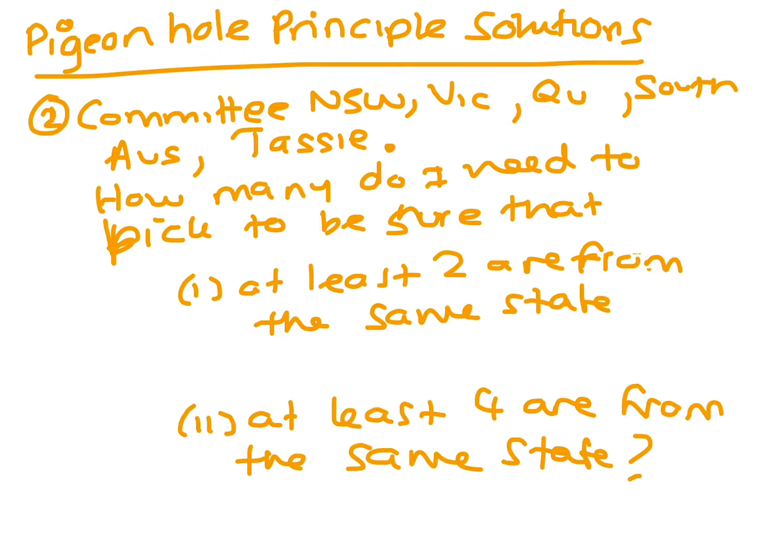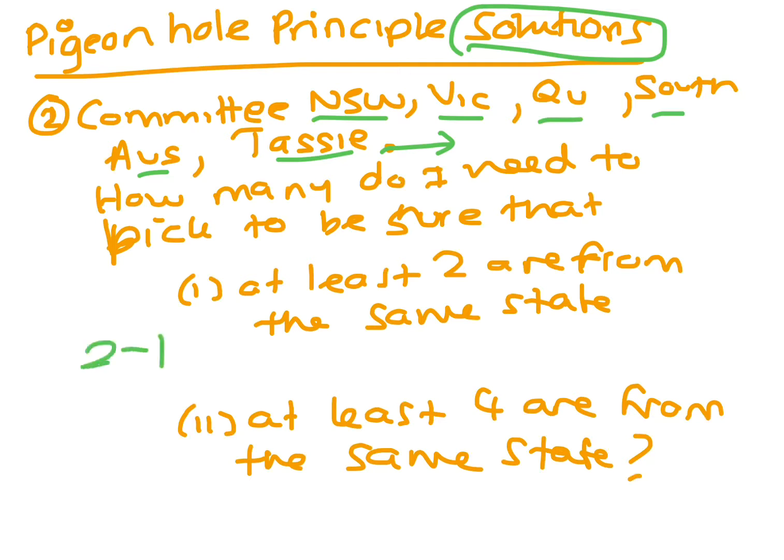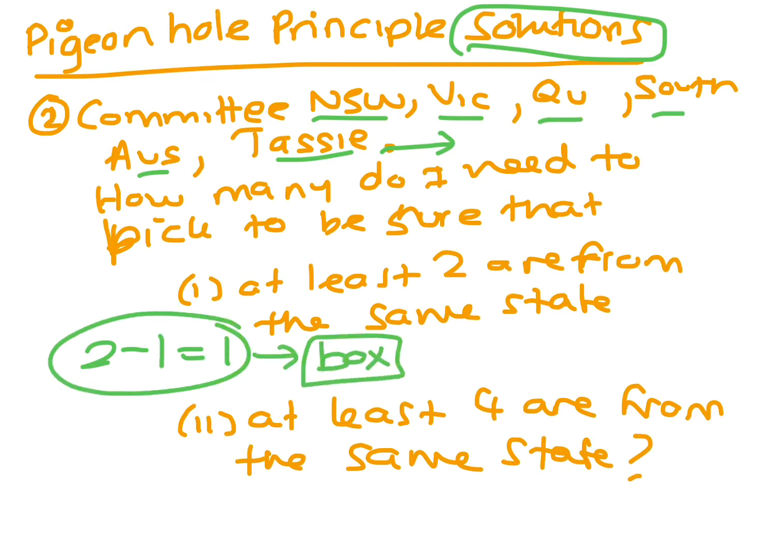Okay, pigeonhole principle. Let's look at some questions. The committee has New South Wales, Victoria, Queensland, South Australia and Tasmania people on it. How many do I need to pick to be sure that at least 2 are from the same state? So 2 minus 1 gives you 1. That's how we work out how much will be in each box. How much will be for each choice.